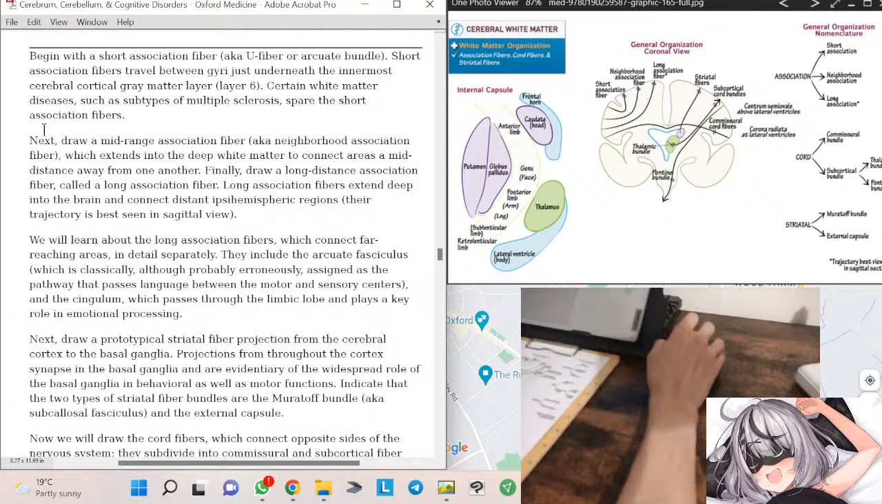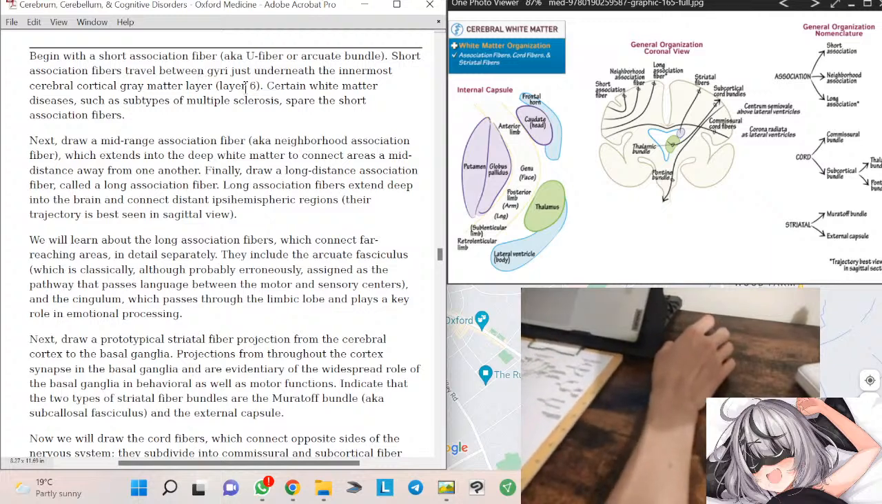Next, draw a mid-range association fiber, also known as neighborhood association fiber, which extends into the deep white matter to connect areas a mid-distance away from one another. Finally, draw a long-distance association fiber, called a long association fiber. Long association fibers extend deep into the brain and connect distant ipsihemispheric regions. Their trajectory is best seen in sagittal view.